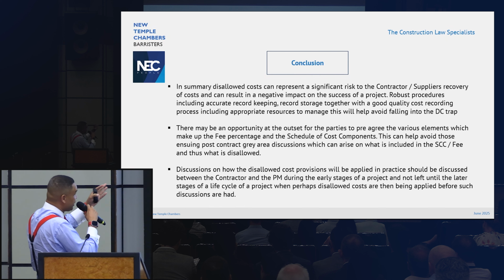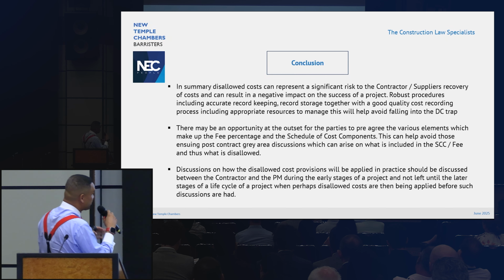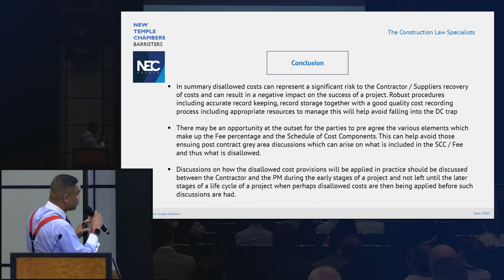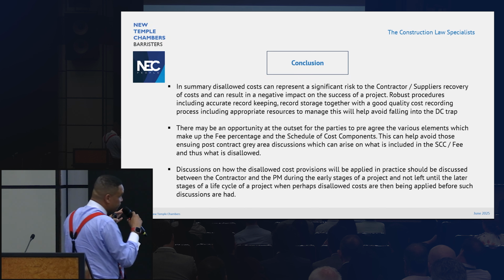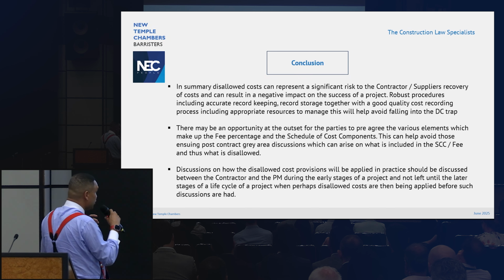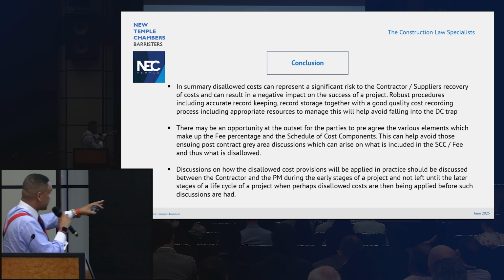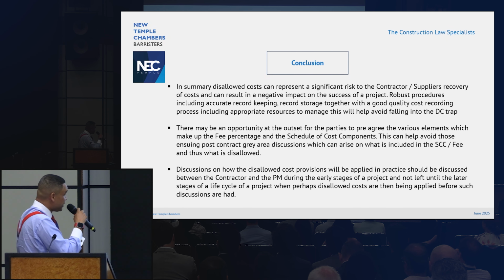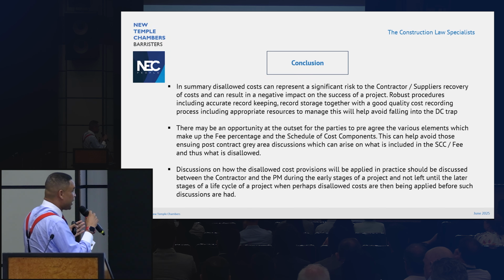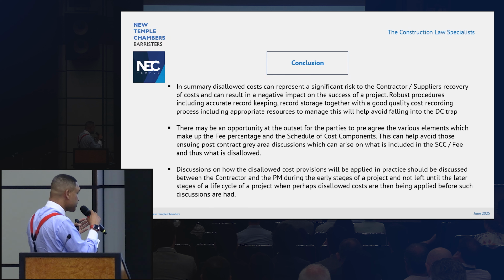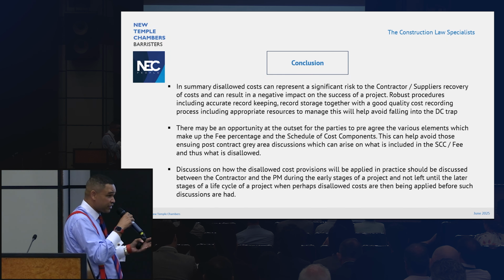There's also an opportunity, as I've said in the second bullet point, from the outset to agree various elements which make up the fee percentage and the schedule of cost components to avoid these grey areas and arguments which are being had throughout the project or near the end of the project. Also, I think final bullet point, very relevant, is discussions on how the disallowed cost provisions will be applied in practice during the various stages, and not to leave it till the end or the life cycle of the project.